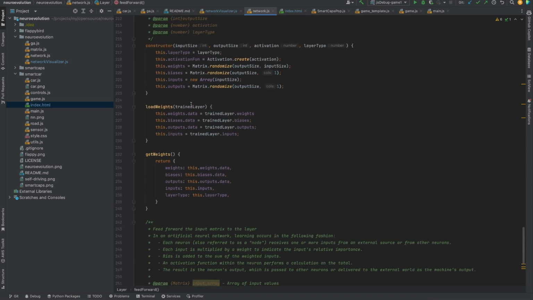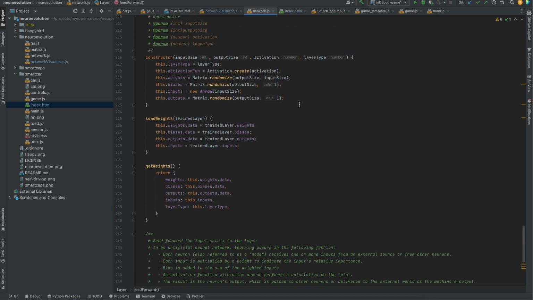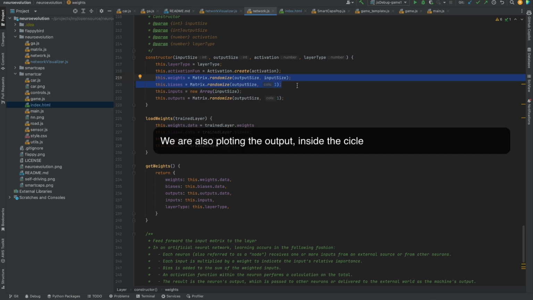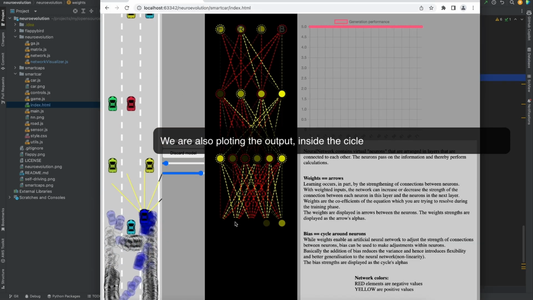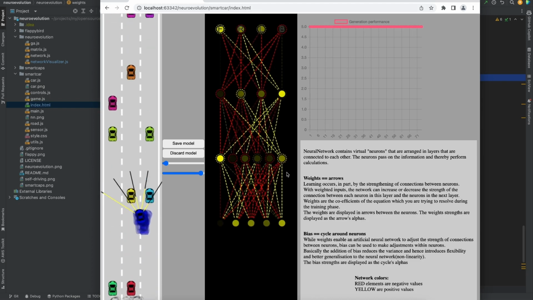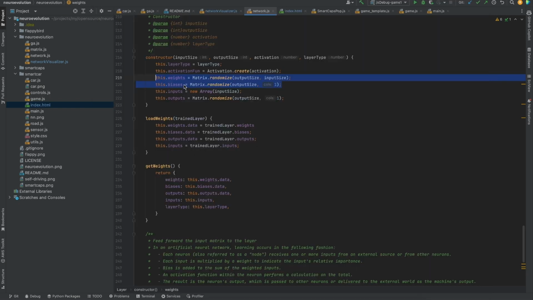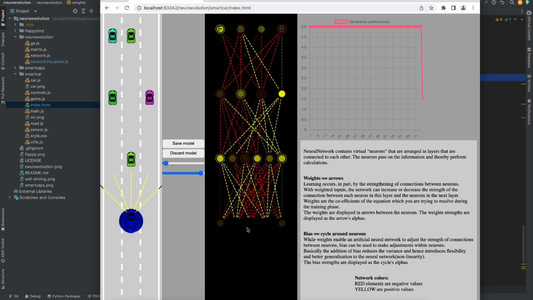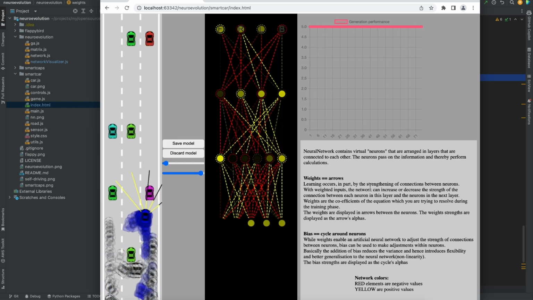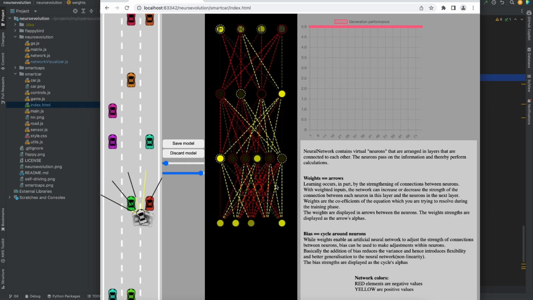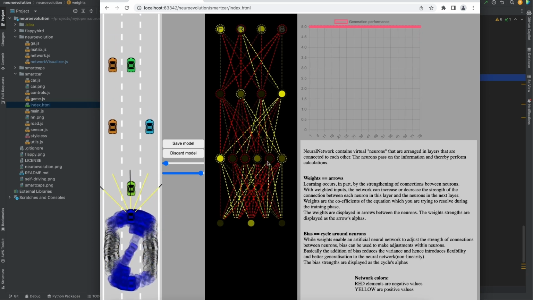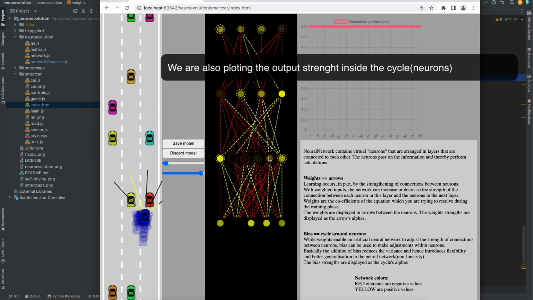So what we are doing is basically plotting this information here. We see the weights and the biases of our layer, and it will look like this. So this will be plotting this, and we are representing the weights as the arrows, right? And we are representing the bias as the circle around each neuron.